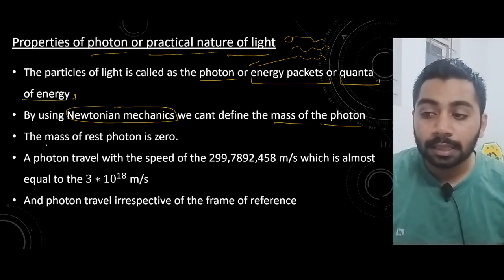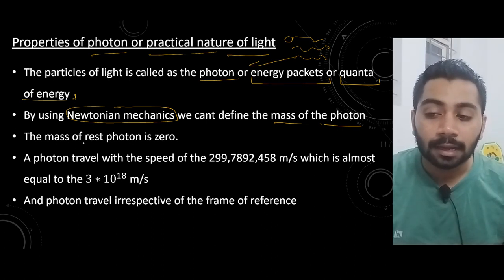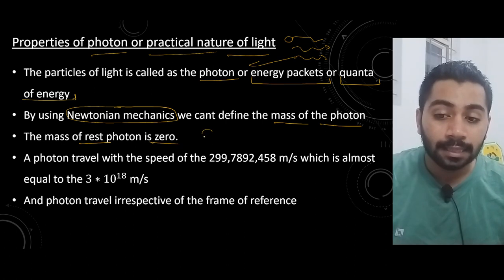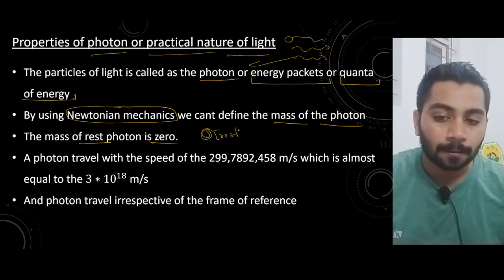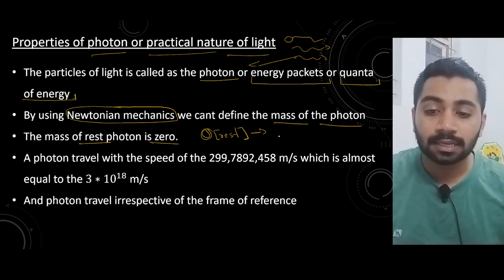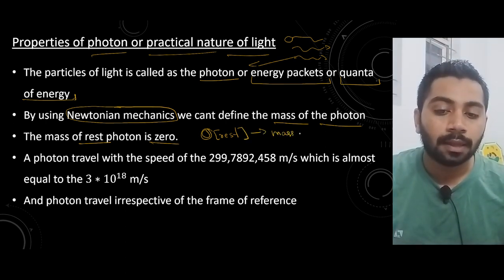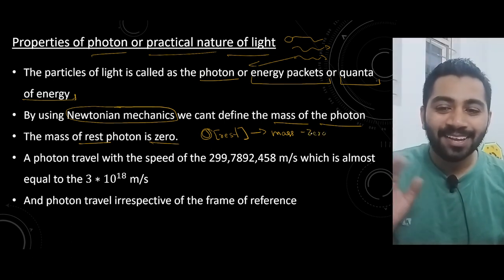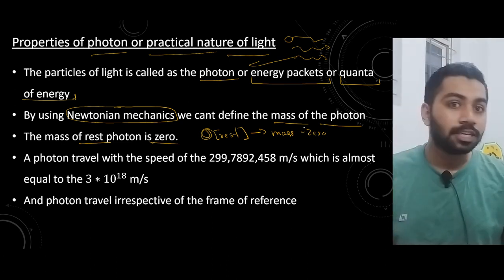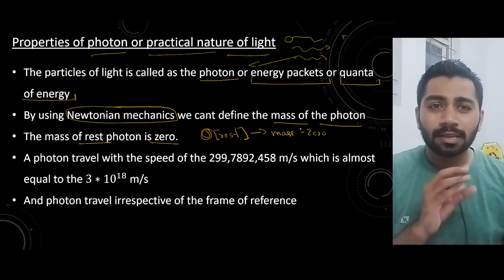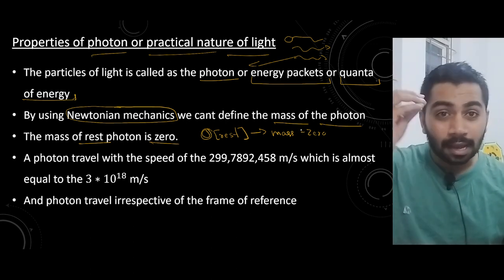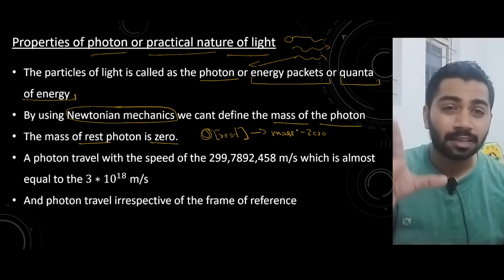Now, one more thing. The rest mass of a photon is 0. Rest means not moving. The mass of a photon at rest is 0. Basically, in nature you can't find a photon at rest, because a photon is always moving. See, radiation, can you ever imagine sunlight at rest? No, you can't even imagine sunlight at rest.